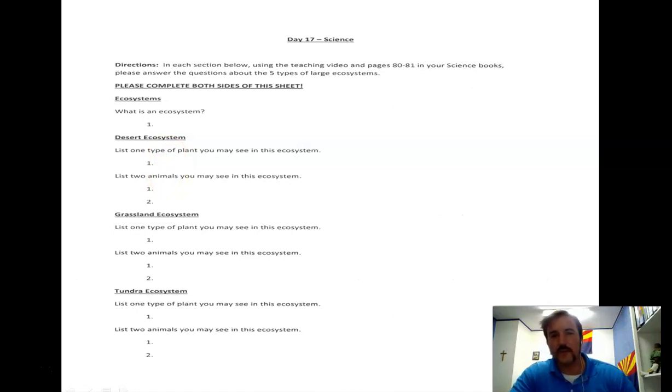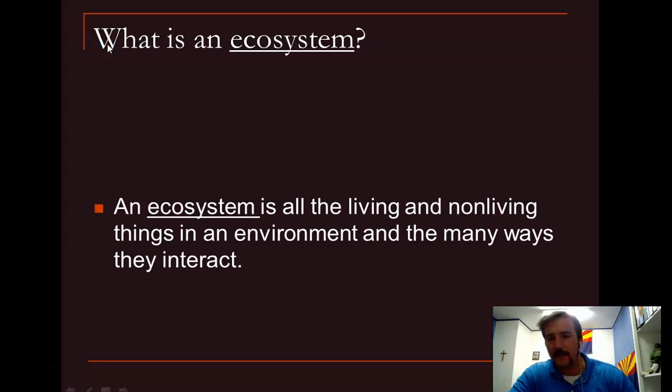As long as you find what an ecosystem is, if this thing will move, and here we go. You can copy this exact definition because this is a good one. An ecosystem is all the living and non-living things in an environment and the many ways that they interact. Now, if you want to take something close to home for your ecosystem, you can definitely do that.